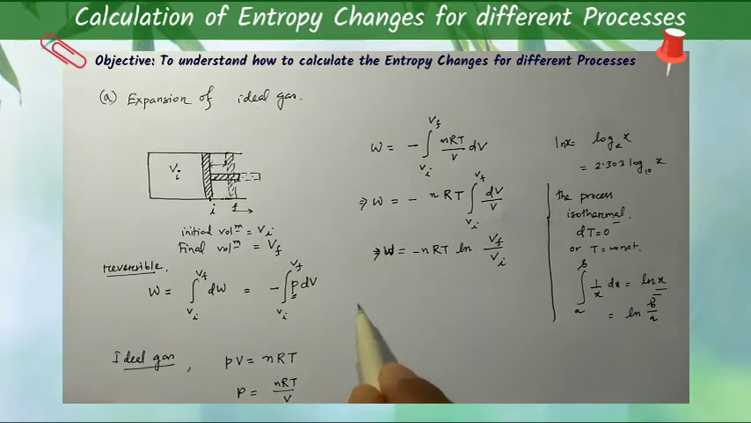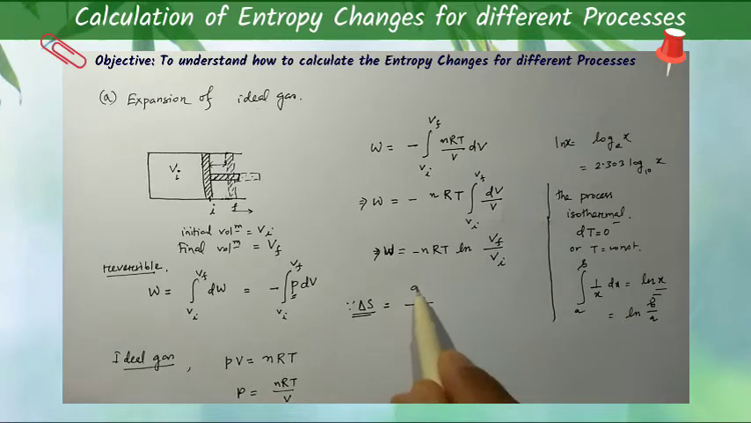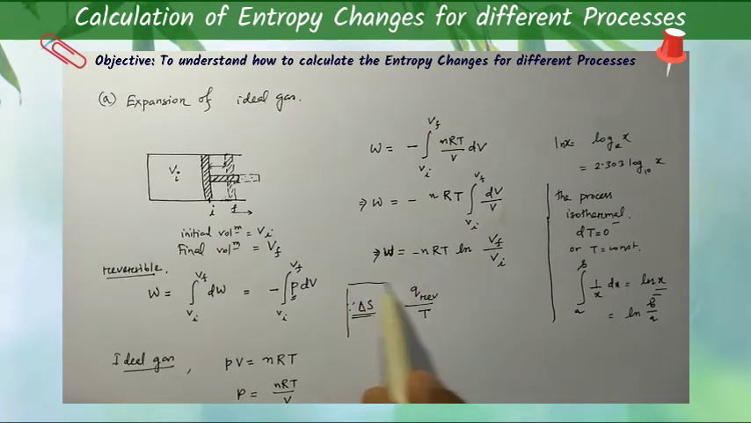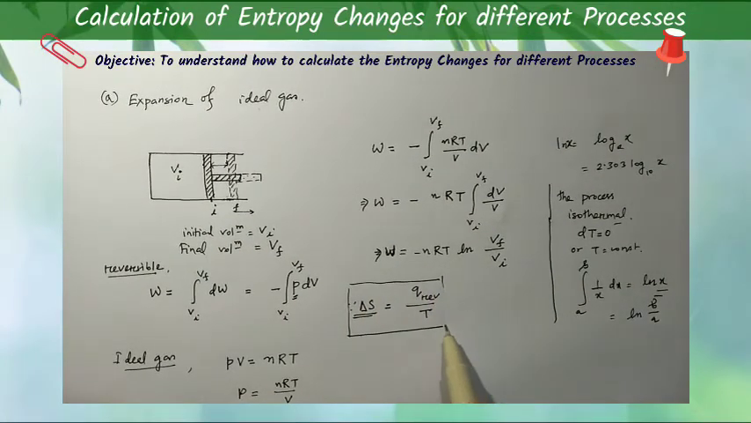Our aim is to calculate the change of entropy. Here we know that del S, the change of entropy, is defined as Q reversible, because this definition is for a reversible process. Del S is equal to Q reversible divided by capital T. So we already know this relation.